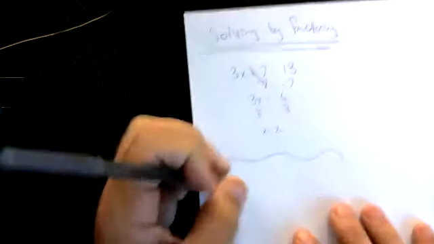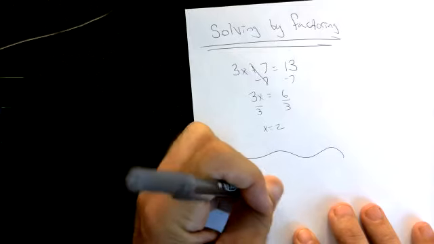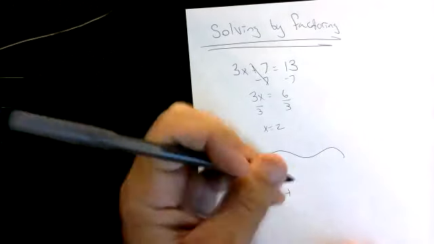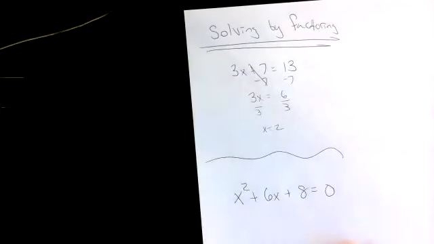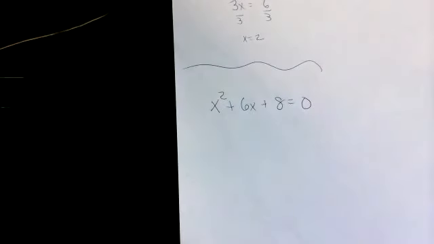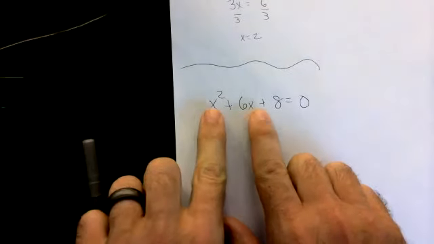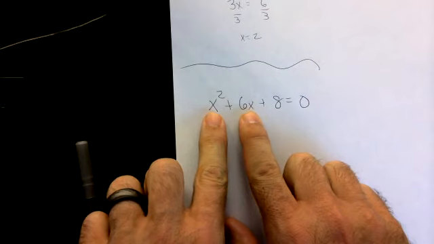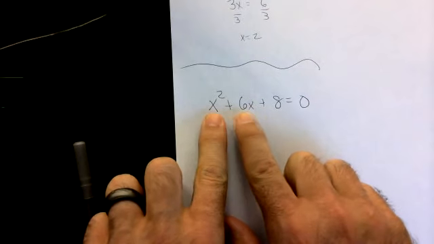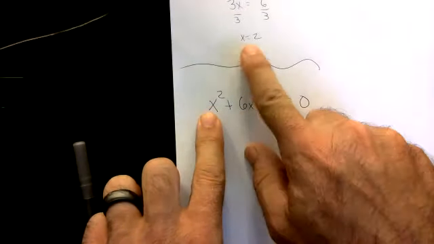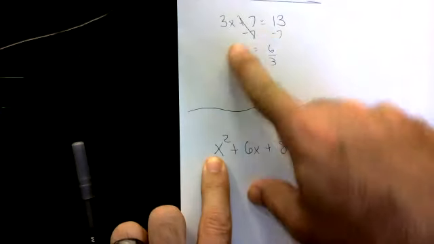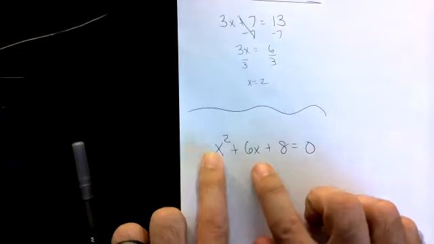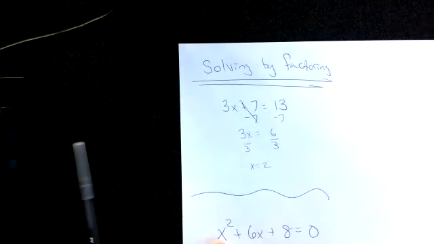If I give you something like x squared plus 6x plus 8 equals 0 and told you to solve this, we can't use our regular techniques because we can't combine our x squared and our x. Remember, you can only add like terms. If I can't combine those, I don't have a way to get the x by itself. I can't use my regular equation solving techniques. So I got to do something different, hence the solve by factoring.